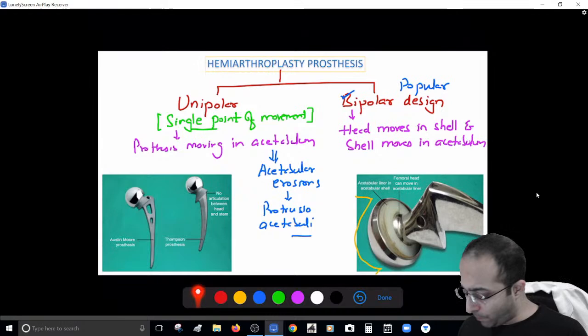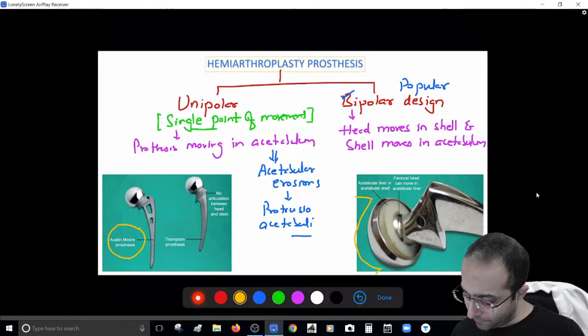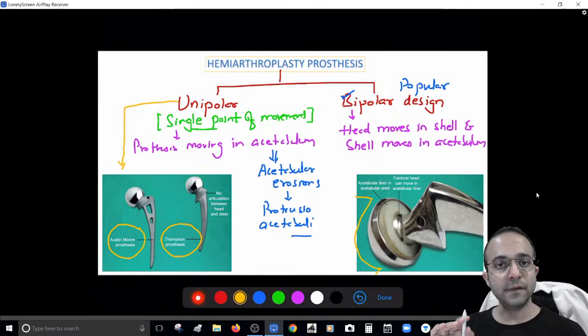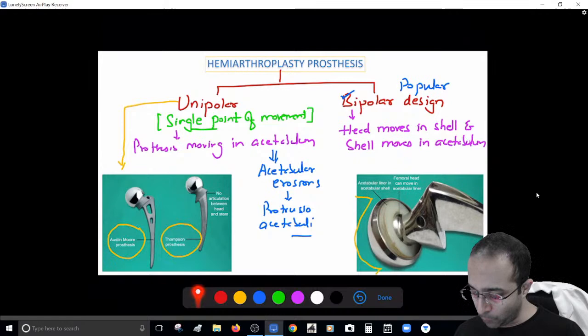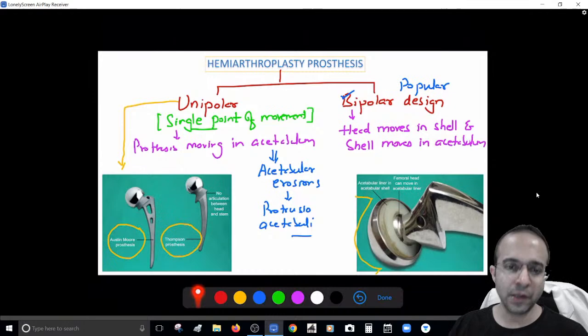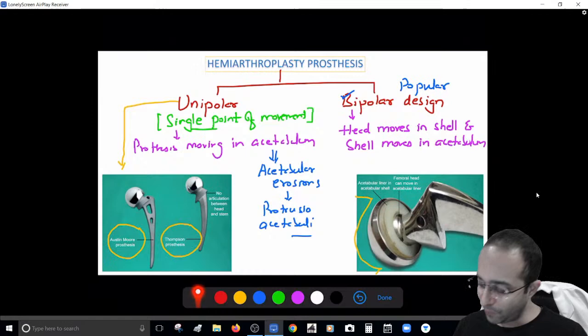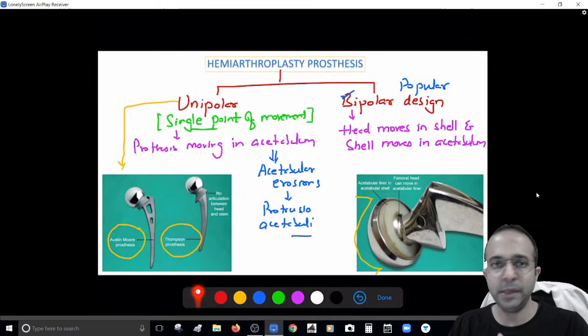There are two popular unipolar designs. One is the Austin Moore prosthesis and one is the Thompson prosthesis. Both of them are unipolar designs. In Austin Moore, you have two holes. These holes are basically to put in bone graft so that this prosthesis can grow into the bone with graft. That is the whole idea. But do have a look at the two designs. You find a solid stem, that is the Thompson prosthesis. You find two holes, that is the Austin Moore prosthesis. So these are the prostheses we have for hemiarthroplasty.